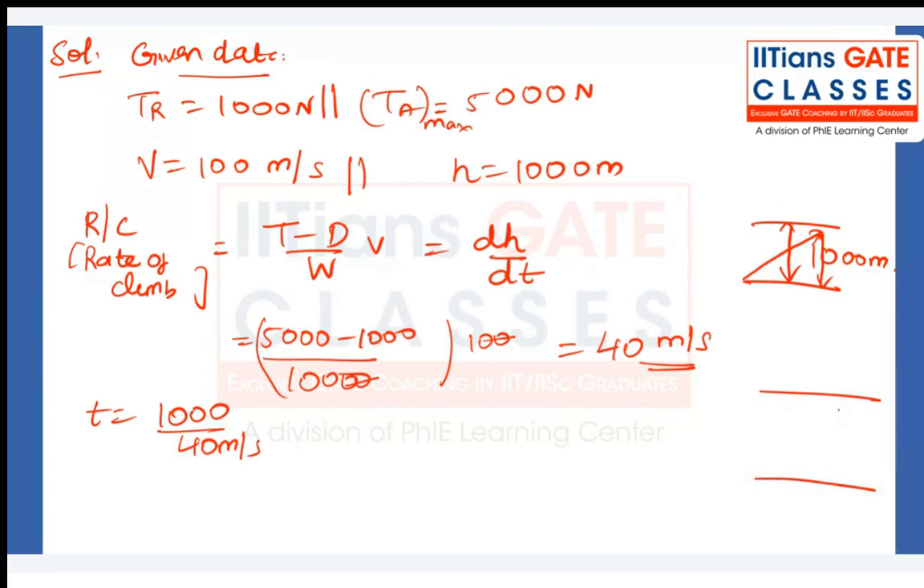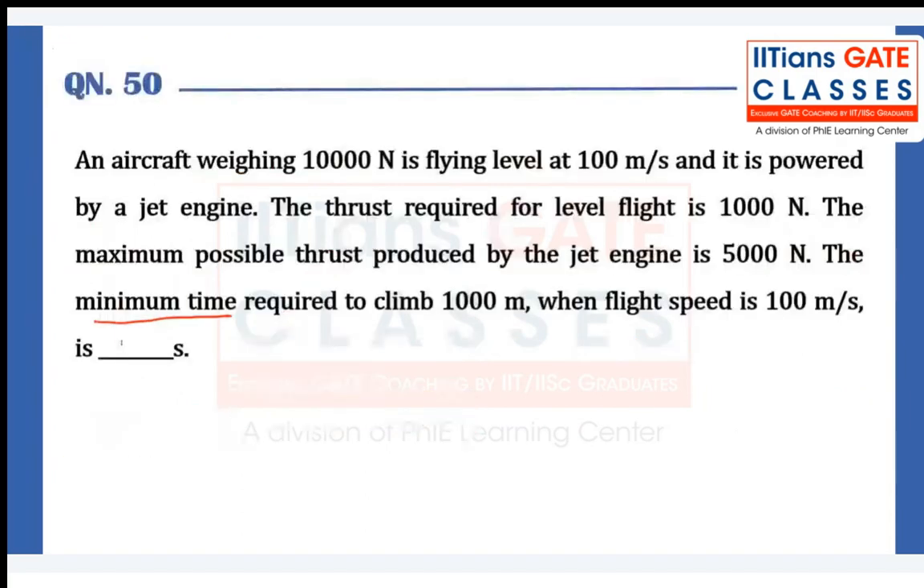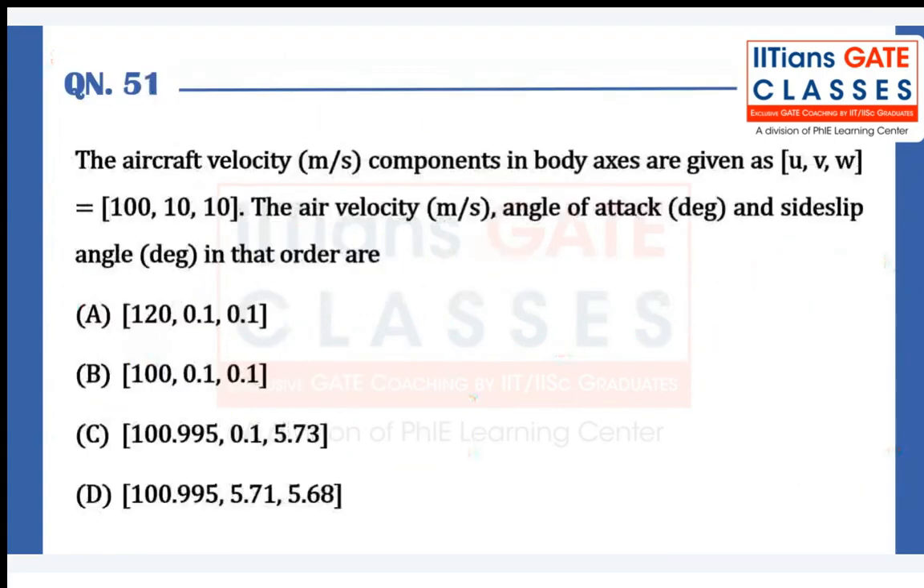Okay, like if I just try to draw it in a much clearer way, this is the 1000 meter and it is traversing upwards with the speed of 40 meter per second, which is the rate of climb. So this will give you a value of 25 seconds. Okay. Hope that makes sense to you guys. Okay, pretty simple, isn't it? So the answer is 25. Okay. So if no doubts, then let's go to the next question.